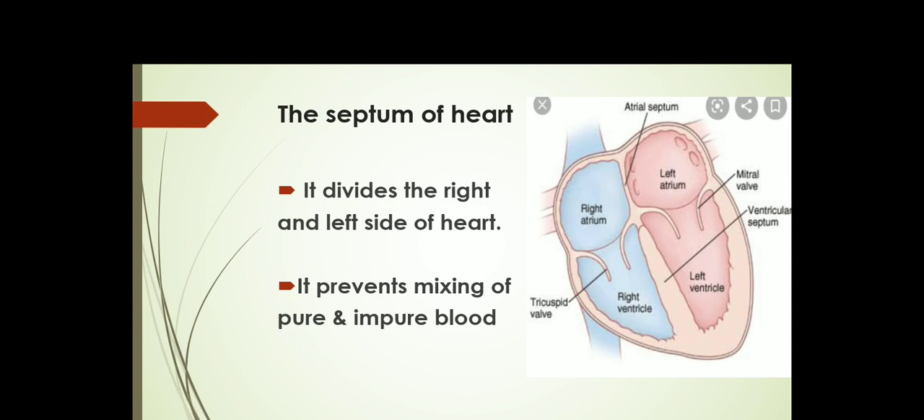This is my right hand. On the right side, there is the impure blood. In the picture, please see it is blue in color. It means on the right side there is the impure blood and on the left side there is the pure blood. So right and left sides will be separated by the septum. It will prevent the mixing of pure and impure blood. If the pure and impure blood mix, there will be a blunder inside the human body. So we prevent mixing of the pure and impure blood inside the heart.